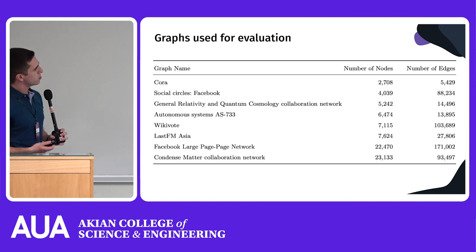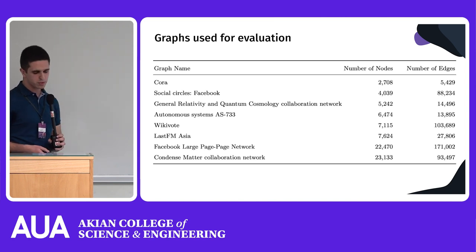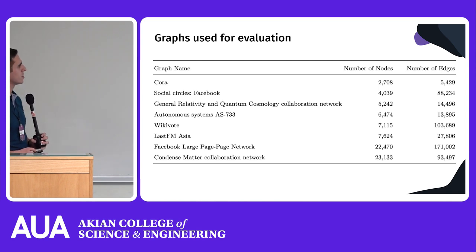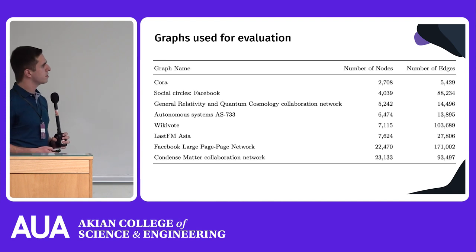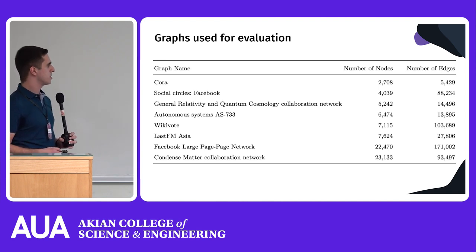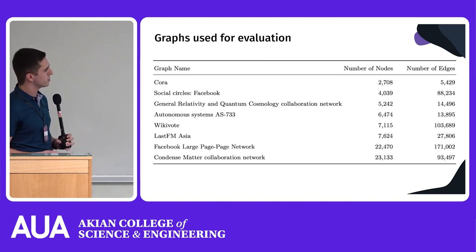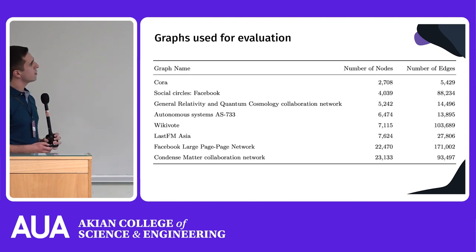So once our approaches are ready, we needed to evaluate their efficiency. For that, we picked 8 different graphs from Stanford's large network dataset, and we can see varying numbers of nodes and edges, with, again, as I mentioned, condensed matter being the largest one with almost 23,000 nodes and approximately 93,000 edges. And in the evaluation, we decided to go with 2 steps. First was quantitative evaluation, and the second phase would be the qualitative.